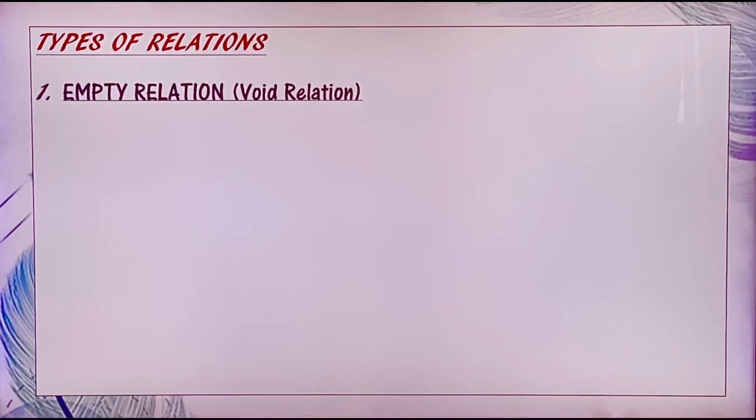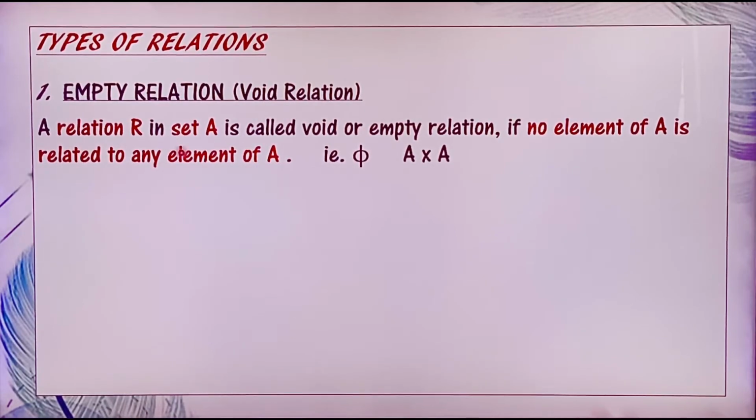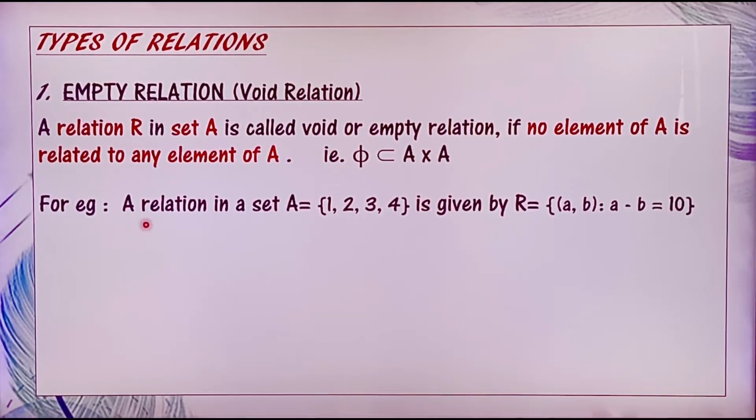First one, empty relation or void relation. A relation R in a set A is called void or empty relation if no element of A is related to any element of A. That is, phi is a subset of A cross A. For example, a relation in a set A = {1, 2, 3, 4} is given by R = {(a, b) such that a - b = 10}. It is an empty relation because there is no pair which satisfies the given condition.